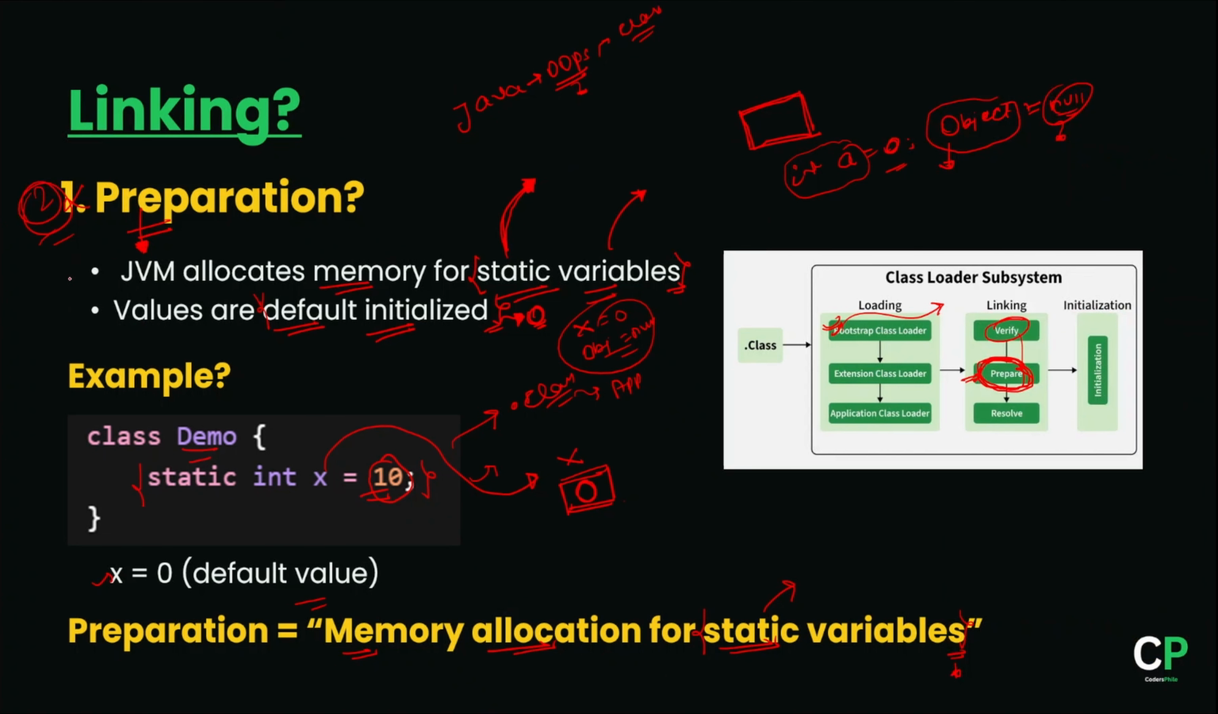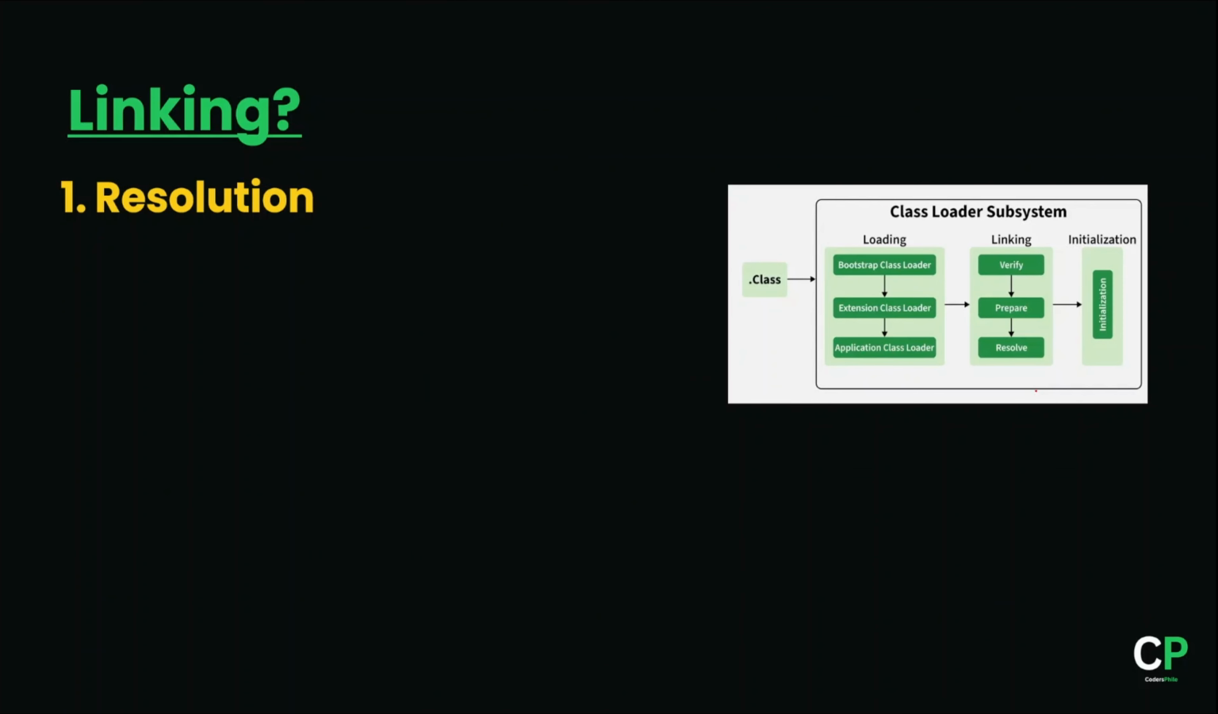So what happens in the preparation phase? In the preparation phase, the JVM allocates the memory for the static variable, and the values are default initialized. Till now the original value 10 is not assigned to our variable. Currently the value is default initialized, that is 0 for integer. So what does preparation mean? Preparation is basically memory allocation for the static variable. Now let's learn about the next phase, that is the resolution phase.